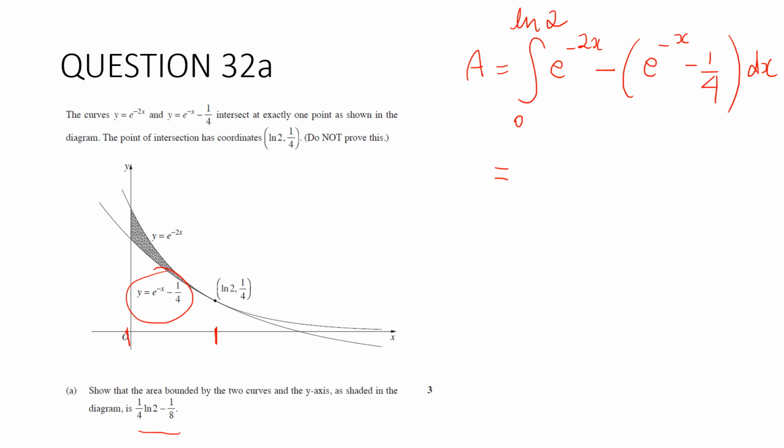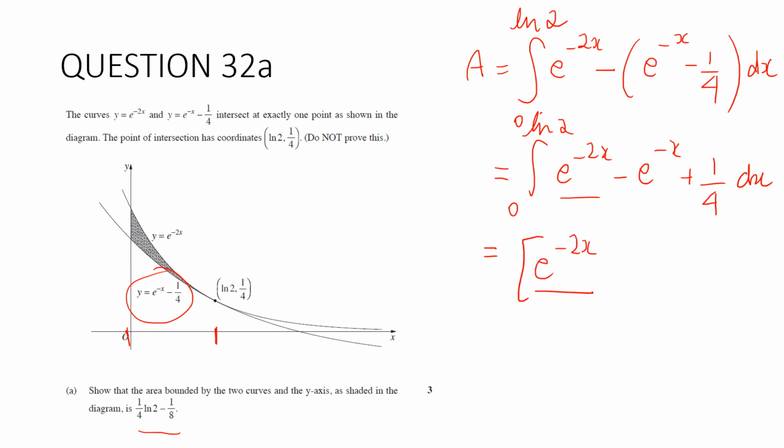Now we can tidy this up a bit, between 0 and ln 2. The integral of e to the negative 2x minus e to the minus x plus 1/4 dx equals, let's integrate. So we've got a reverse chain rule: e to the negative 2x divided by the derivative of the inside function, which is negative 2, minus e to the negative x divided by the derivative of the inside function, which is negative 1, plus 1/4 x between 0 and ln 2. And let's just tidy that up.